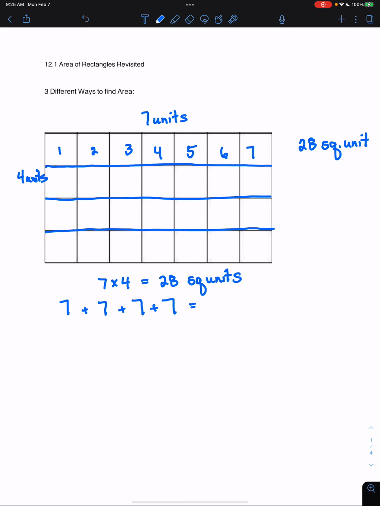So we can use repeated addition to find our final answer of the area of the rectangle. So different ways to find the area. They're all interrelated in different ways. So we'll talk about that a little bit in our next video.